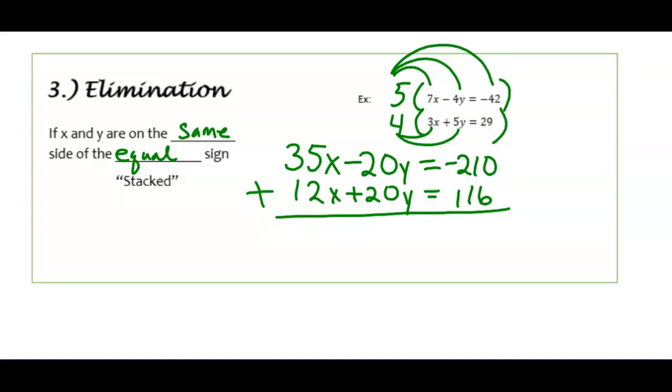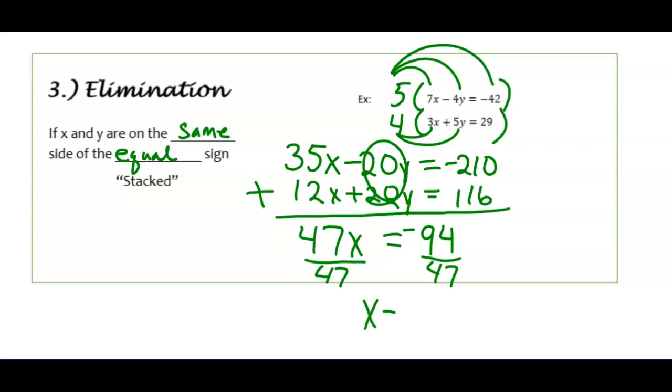Okay? All right. So now, when I add these together, what's going to happen? 35x plus 47x. This will be 0. What are we equal to? -94. Negative 94 is important because we want to have the correct sign. Good. Okay, I'm going to divide by 47. And x is equal to -2.